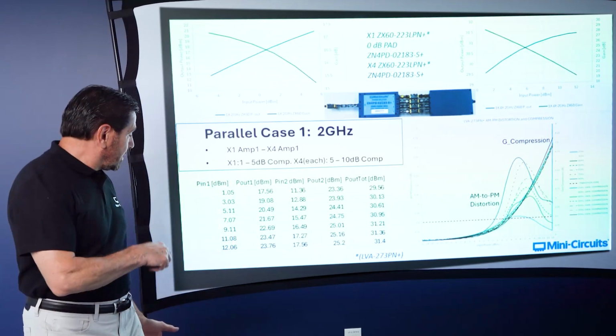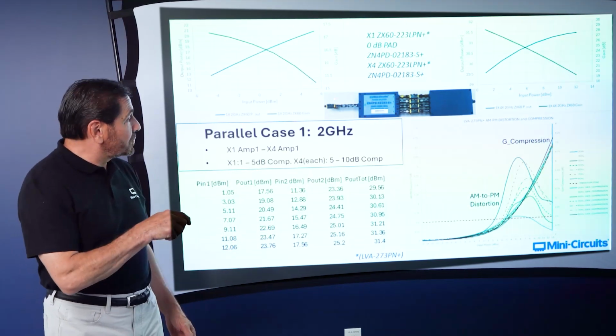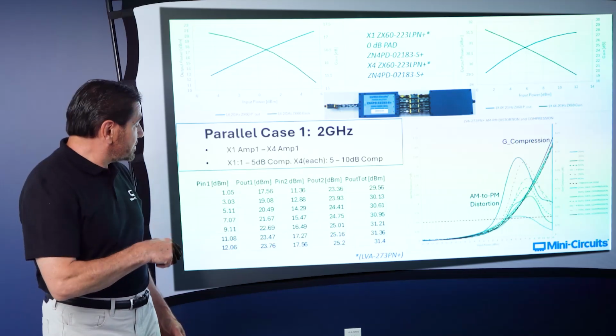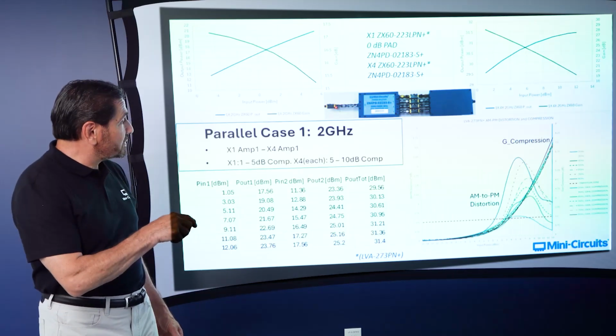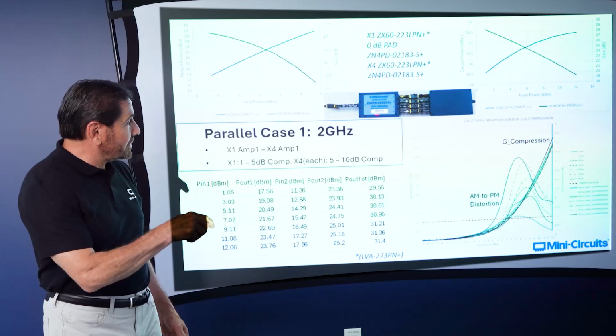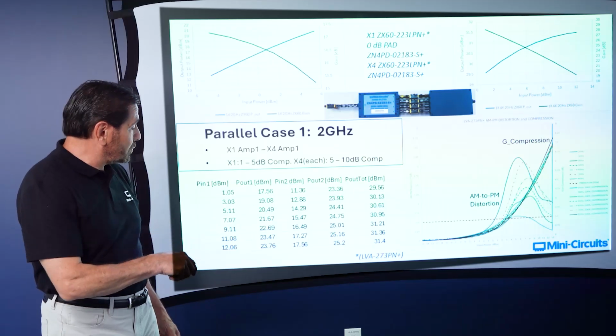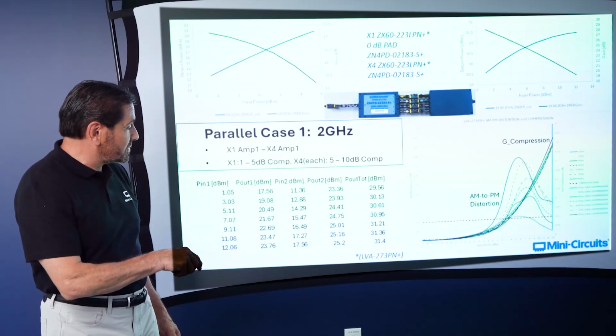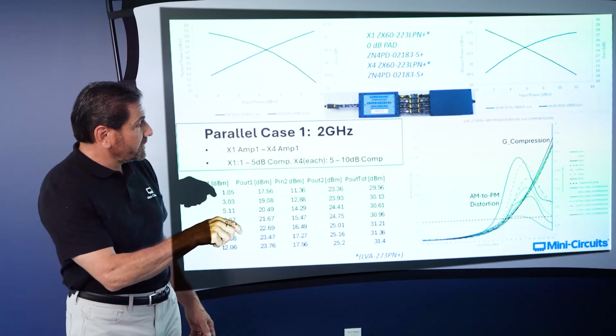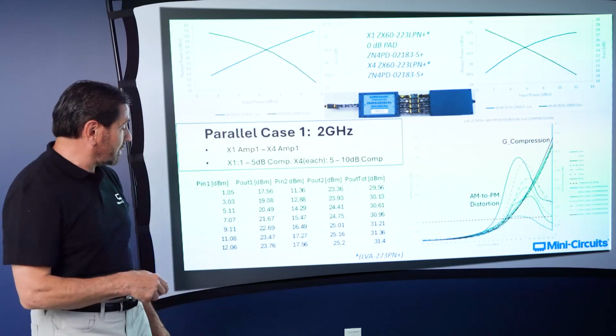So again, here, this is the input power into the first stage. This is what comes out of the first stage. It gets divided or split with the 4-way. This is what goes into the second stage. This is what comes out. And then this is what gets combined as a final output here.